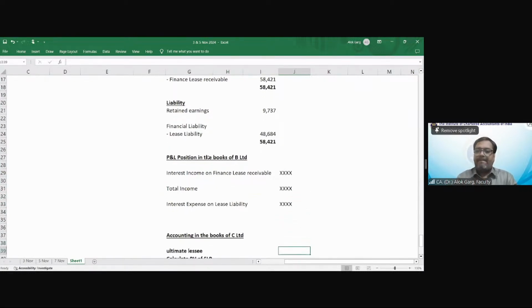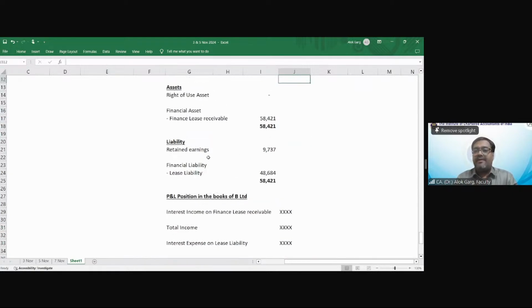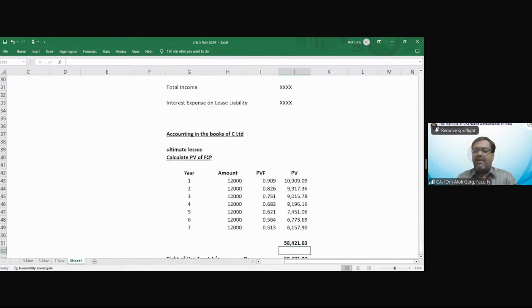So we will not offset both these income and expenses. It cannot be offset because you are paying interest to a different party and you are receiving interest from a different party. That is number one. Number two, the rentals are different. You are paying 10,000, you're receiving 12,000. And both the parties are different. So accounting in the books of C Limited is very clear. ROU you will depreciate and on lease liability you will charge interest cost.